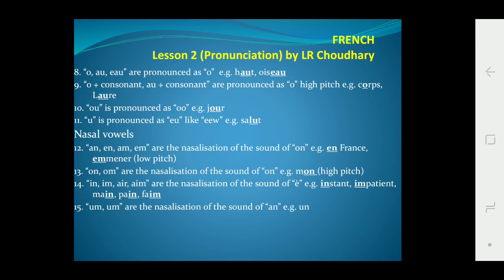Okay. Next is number 15, um. There is a mistake: un and um sound like un. Un is also a word. Un means one. So how do we pronounce this? Un. The sound should come out from your nose.